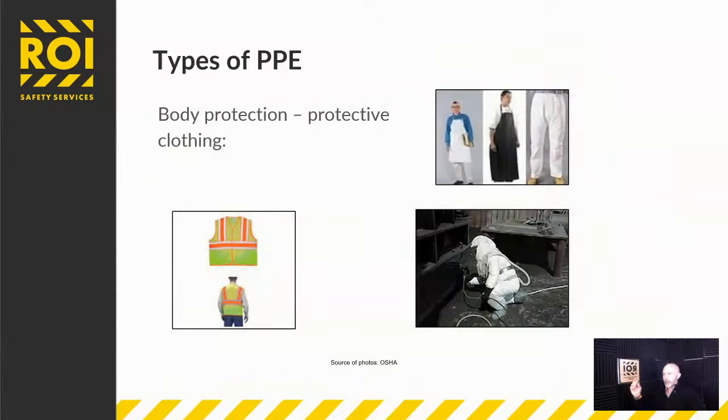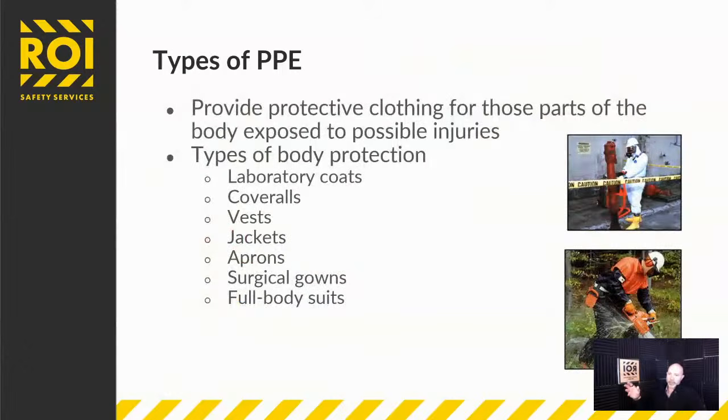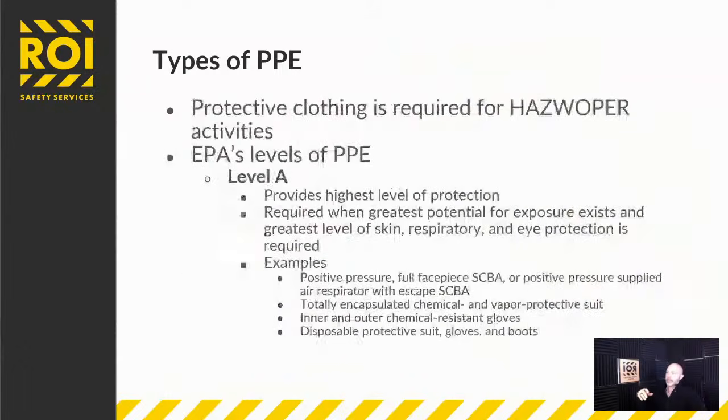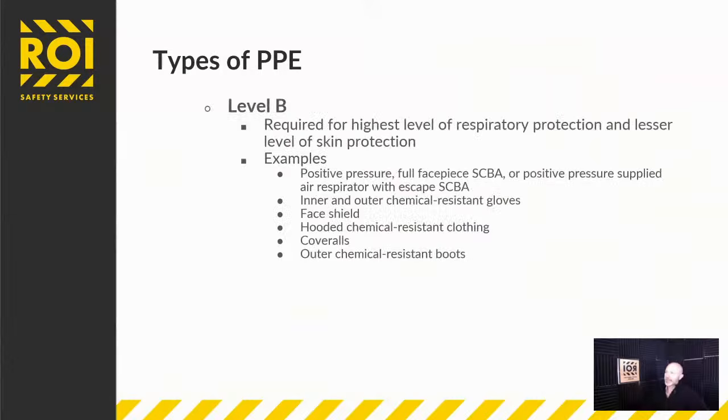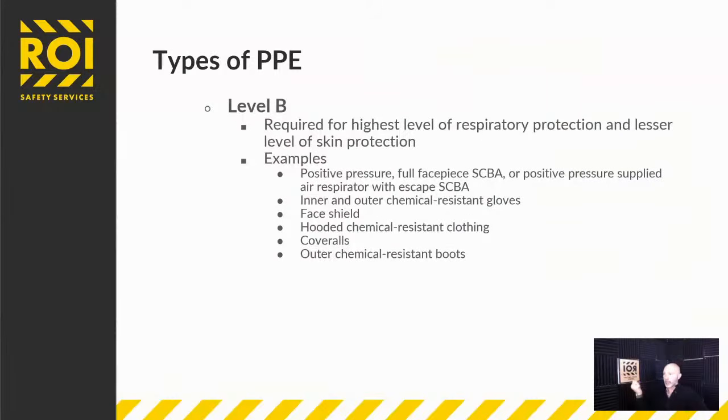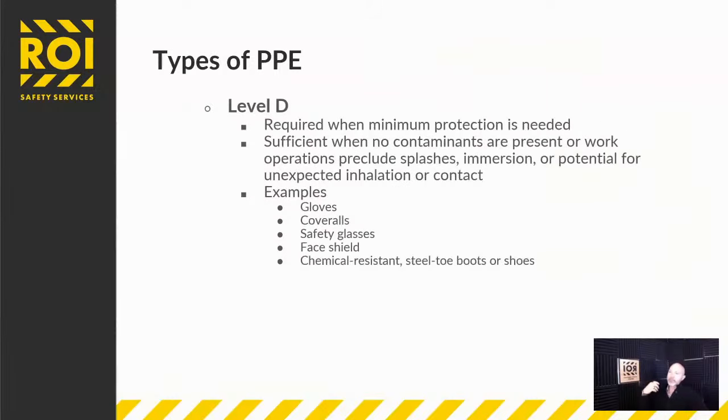And then, of course, you have the protective clothing: aprons, high vis, all kinds of different Tyvek, vests, jackets, aprons, full body suits. So these are all the different kinds of personal protection equipment that you can give to your employees if you do an assessment. You've got various types of PPE levels. You've got A, which is the highest level in most cases, level B, level C, and level D.